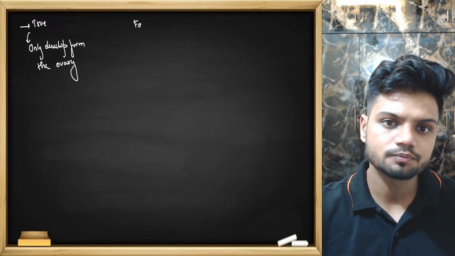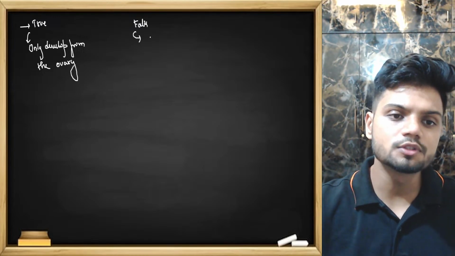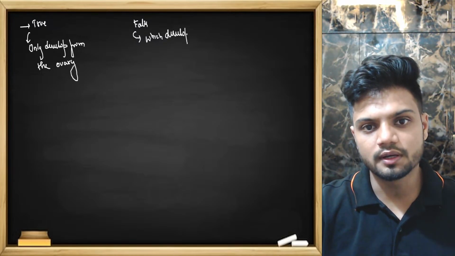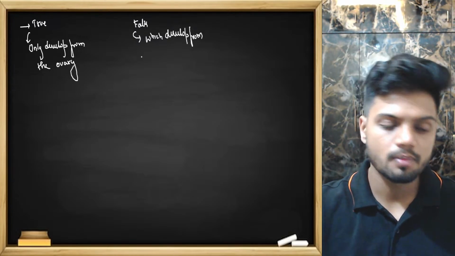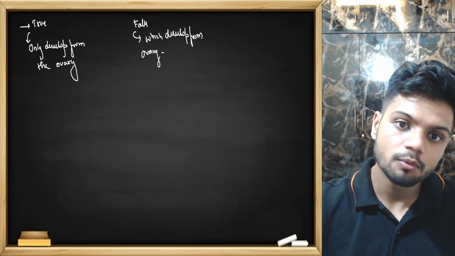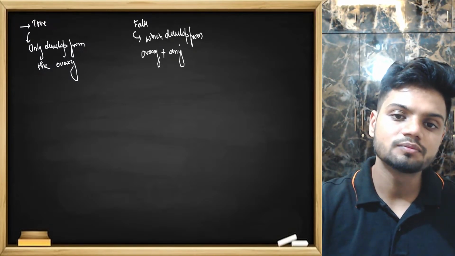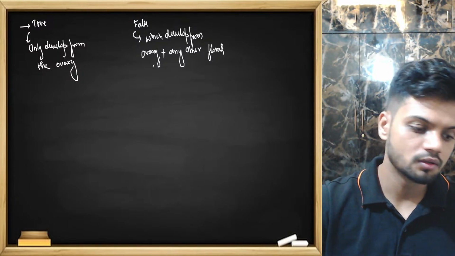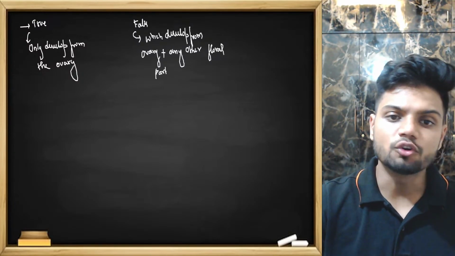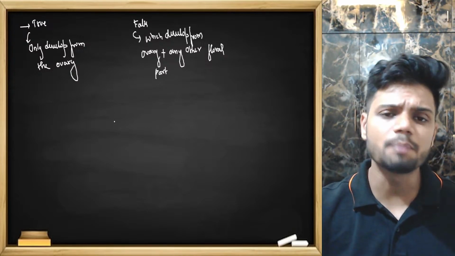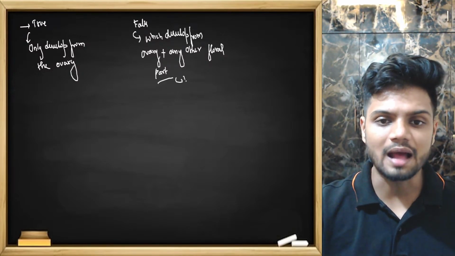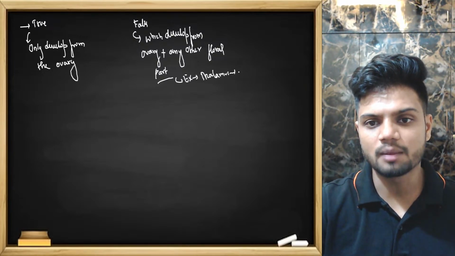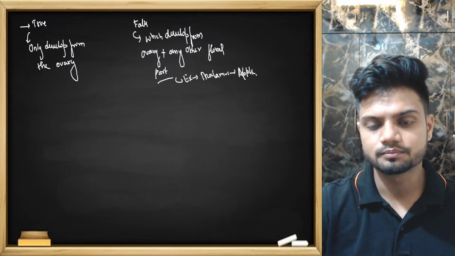Then what is a false fruit? A false fruit is a fruit which develops from the ovary plus any other floral part. It could be thalamus, it could be petal, it could be sepal, it could be any part. An example with thalamus is your apple. In apple, thalamus is growing.